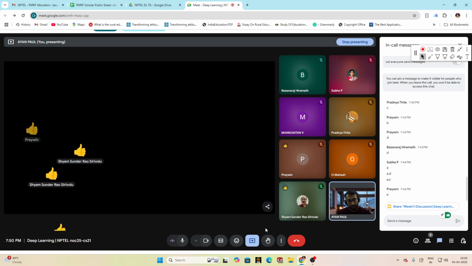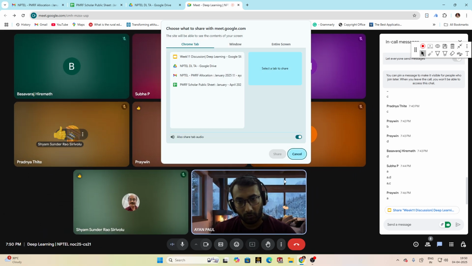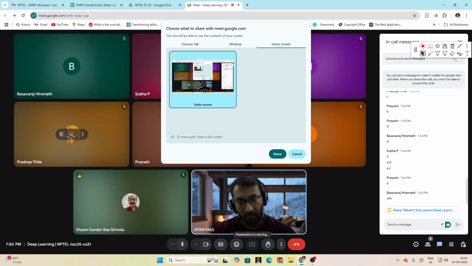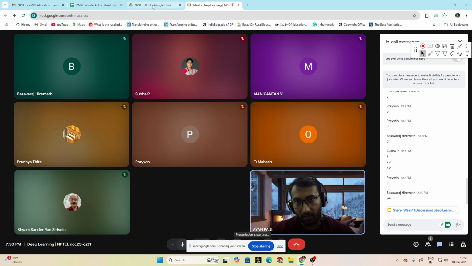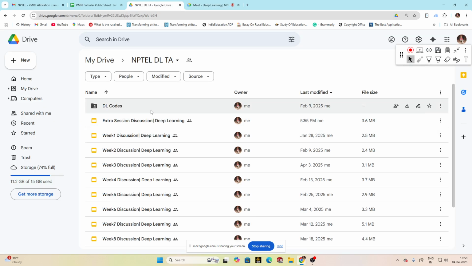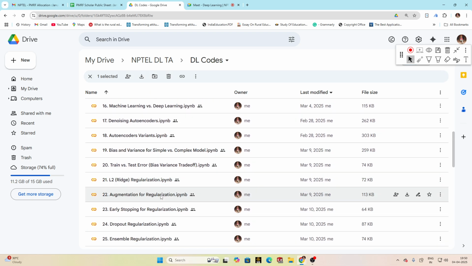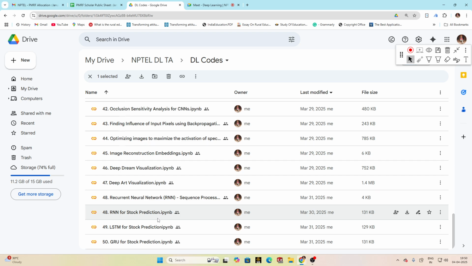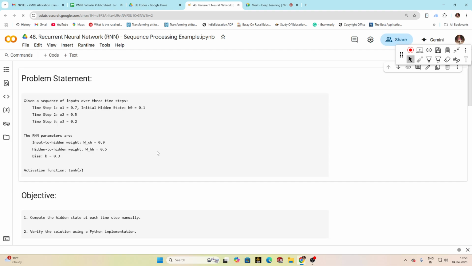Let me show you something. I have kept 2-3 courses for you all. Recurrent neural network, it is a problem: how we can formulate a problem of a recurrent neural network in Python. You can just see this. I have given this as an example problem.